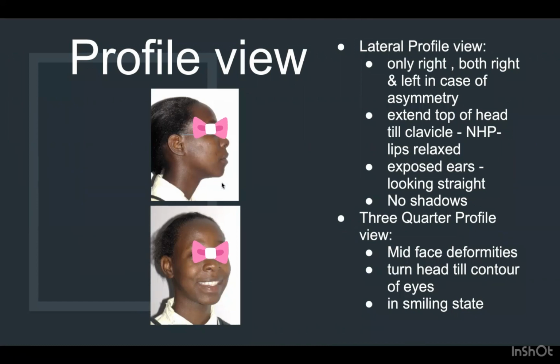The 3/4 view, for the mid-face deformities. To rule out the mid-face deformity, the class 3 patients, we use this view. So this is very important. Ask patient to turn their head at 45 degrees, okay, till you see the contour of the eyes. So you can see this whole eye and you can see half of this eye, or the contour of the eyes, okay? And ask patient to smile and then you take the picture. The focus is again at the level of the lower eyelid or the mid face.